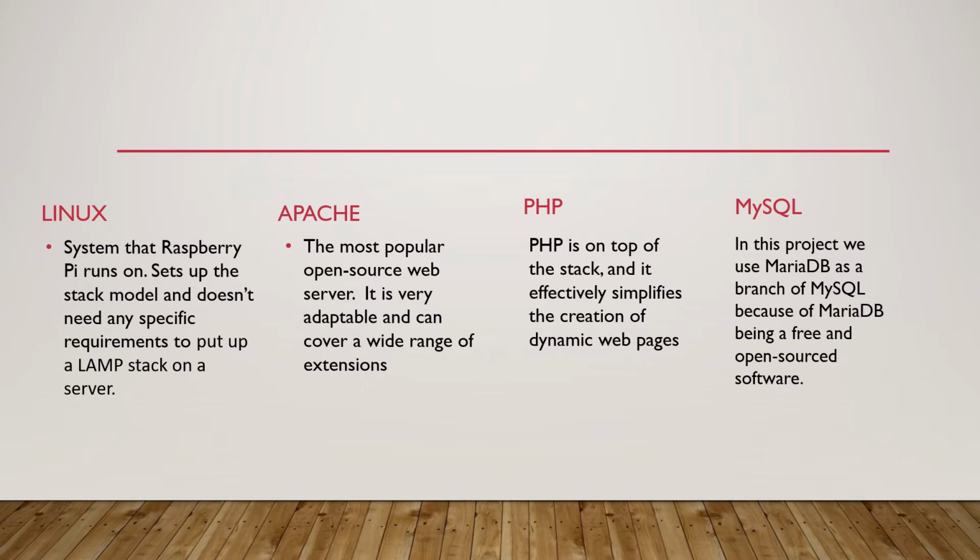Linux is the system that the Raspberry Pi runs on. It sets up the stack model and doesn't need any specific requirements to put a LAMP stack on a server. Apache is the most popular open source web server. It's very adaptable and can cover a wide range of extensions.